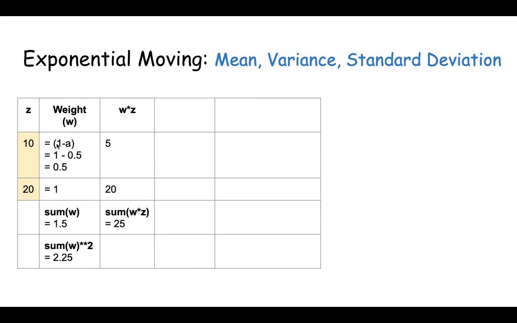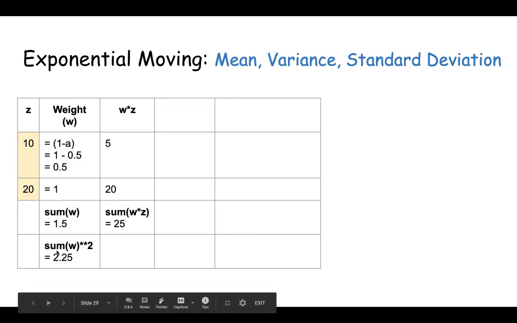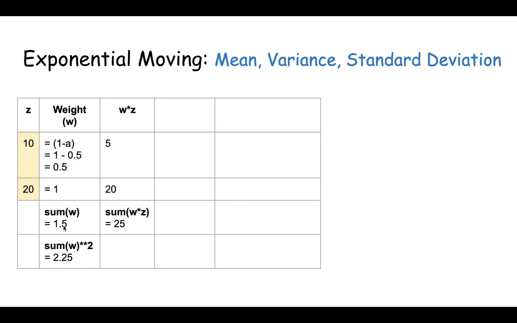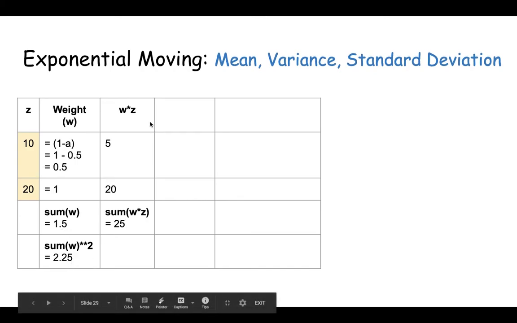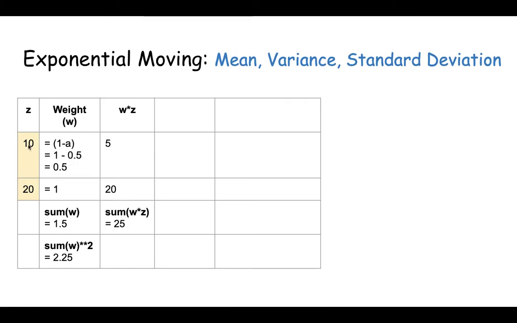earlier, we got the weights, we can calculate the sum. So sum would be 1 plus 0.5, 1.5, and then we can get the square of that. So that would be square of 1.5, which is 2.25. And next we can go ahead and multiply the weights with the values that we have in column Z. So 0.5 into 10 is 5, and 1 into 20 is 20. Then we sum these two, so we get 25.